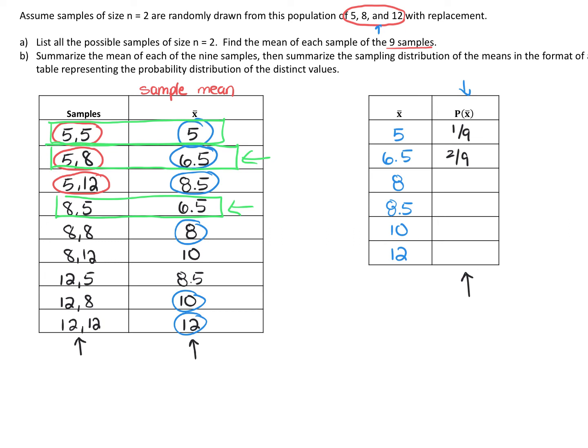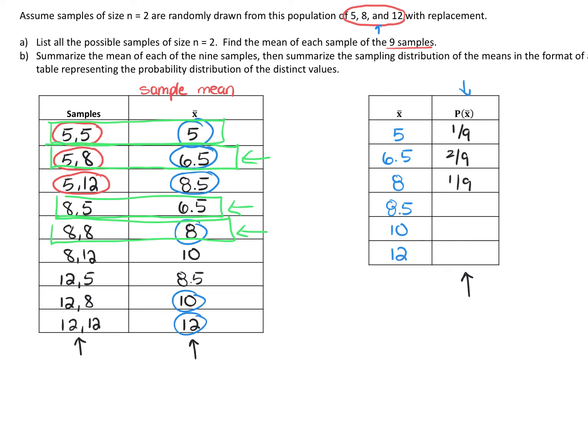What are all the possible ways of getting a sample mean of 8? Well, the only way I can get a sample mean of 8 is if I pick the number 8 and 8. So if I have that sample, 8 and 8, then I'll get a sample mean of 8. So there's only 1 out of 9 chance of getting a sample mean of 8. And then we keep going.